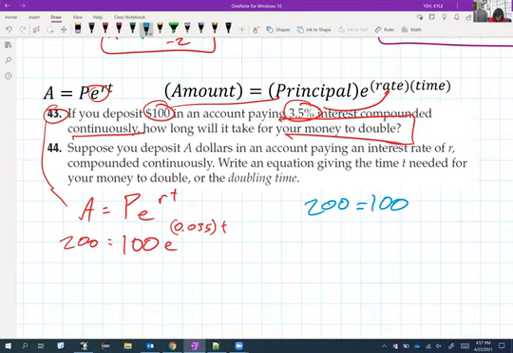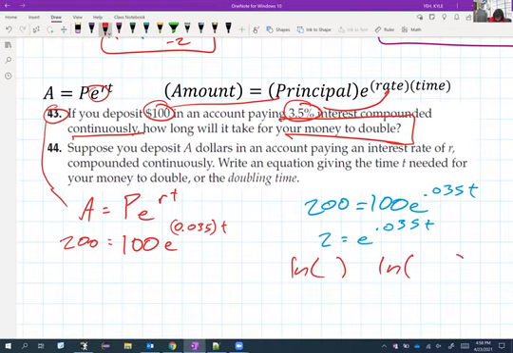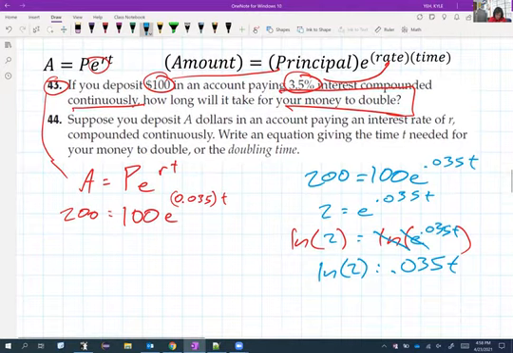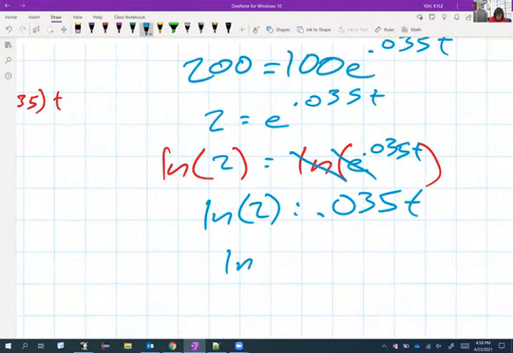200 equals 100 e to the 0.035t. Divide by 100 on both sides, we get 2 equals e to the 0.035t. Take the natural log of both sides to get rid of the e. So I'll show that. Natural log of 2 equals natural log of e to the 0.035t. Natural log and e are gone. So natural log of 2 equals 0.035t. And then final step, divide by 0.035 on both sides.